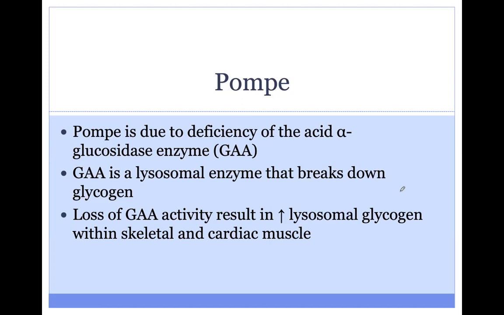And so if you have a deficiency of acid alpha-glucosidase, that's going to result in increased lysosomal glycogen within skeletal and cardiac muscle. So very important, lysosomal glycogen. Most of the glycogen in our body is broken down in the cytosol. So if you ever see lysosomal glycogen, that's a really big clue that they're asking you about Pompe disease. And then the involvement of both the skeletal and the cardiac muscle, very important. This typically does not affect the liver, the spleen, the brain, or other organs. It's really limited to the muscle.